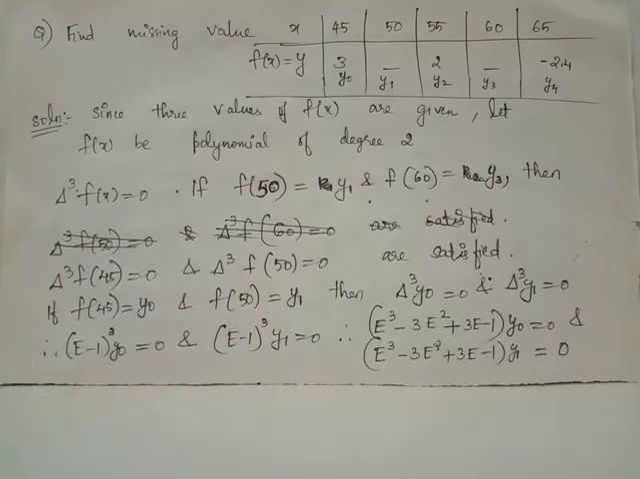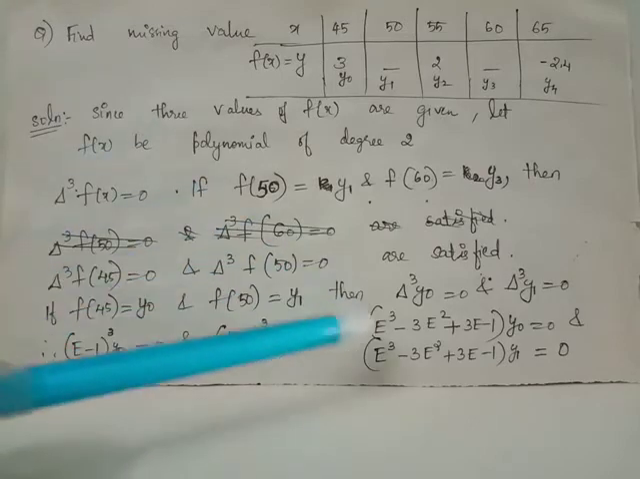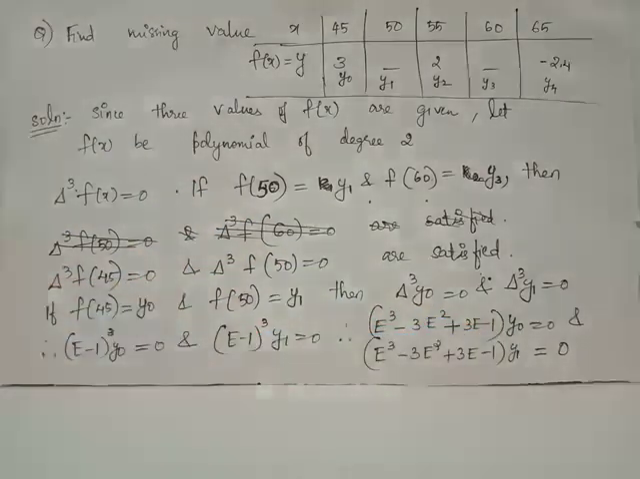Expanding (E minus 1) the whole cube, we obtain 2 equations: E cube minus 3 times E square plus 3E minus 1 applied on y0 equals 0, and E cube minus 3 times E square plus 3E minus 1 applied on y1 equals 0. When E cube applies on y0, the output is y3. When E square acts on y0, the output is y2. When E acts on y0, the output is y1.